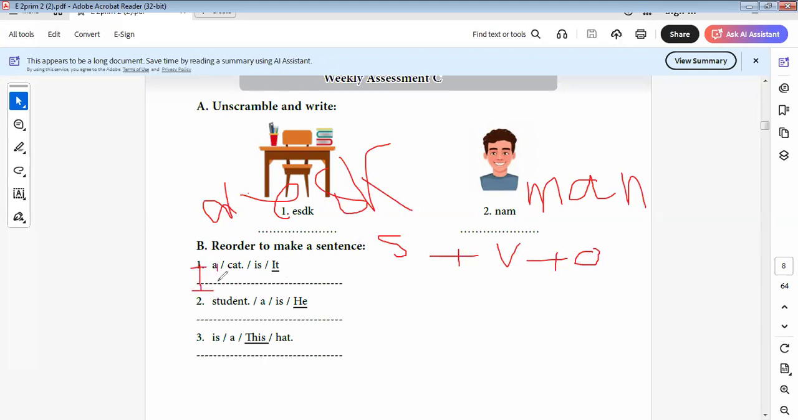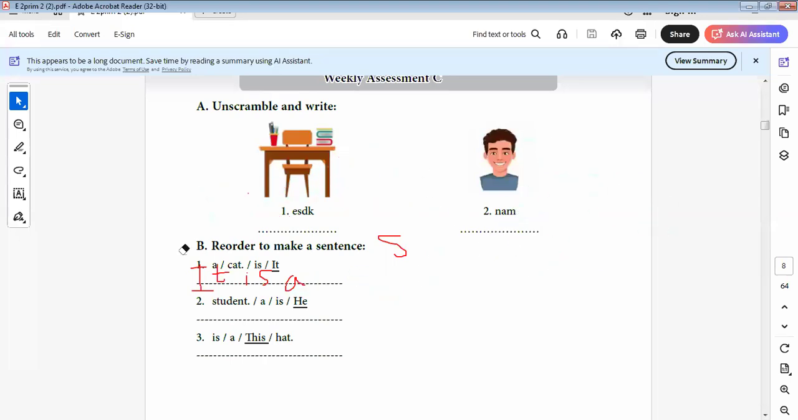I answer one of them and I will leave the rest for you to do by yourself as homework. You can now know how to apply this rule on this sentence. It will be here: it is a cat. I leave the rest to do by yourself as homework. Okay. Let's go to another one.